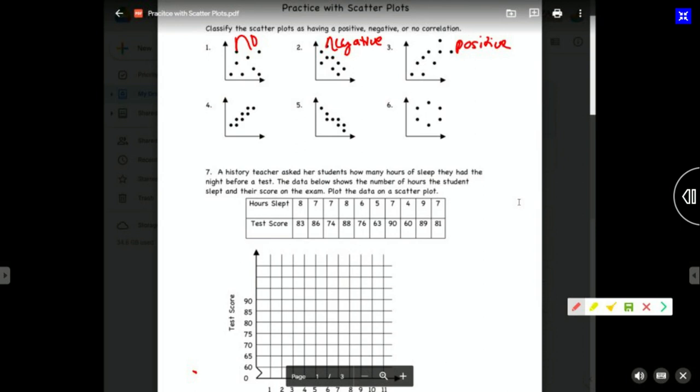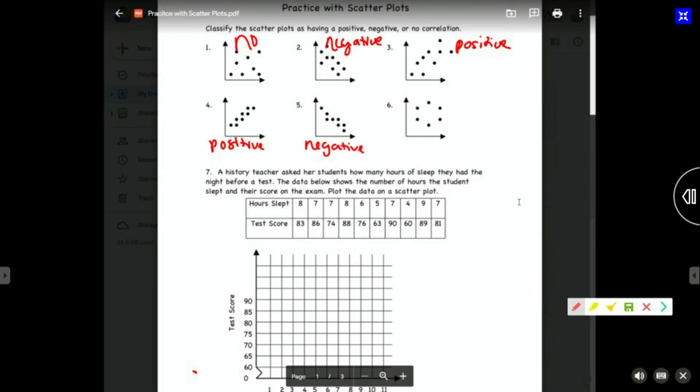Compare your problem 3 and your problem 4, guys. They're both positive, but isn't 4 a lot stronger than 3? Okay, so 4 is also positive. What do you think about 5? Negative, and 4 and 5 are both strong.